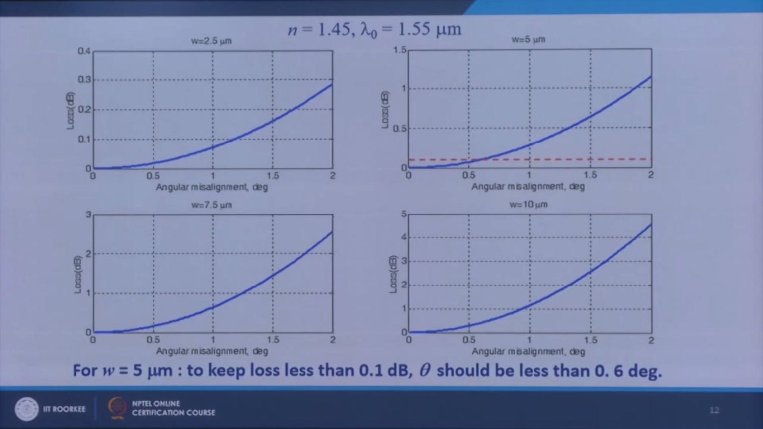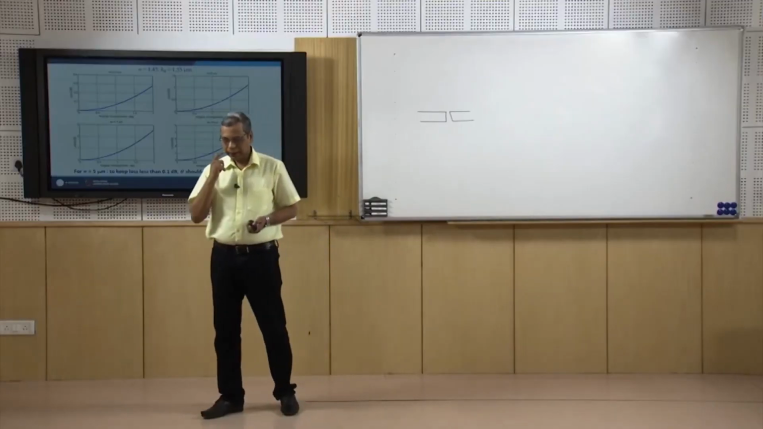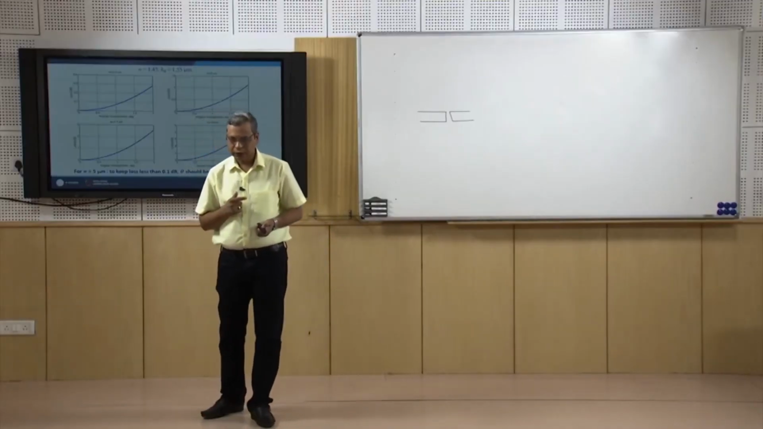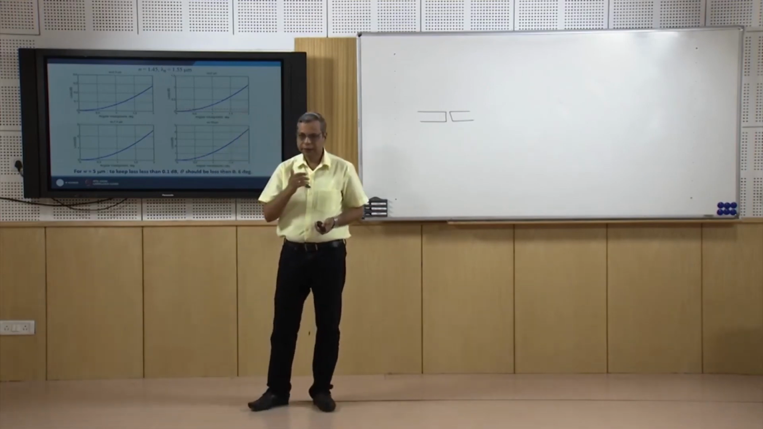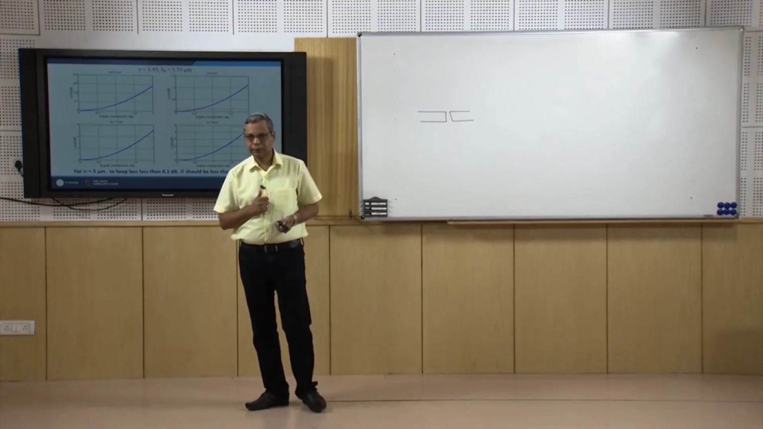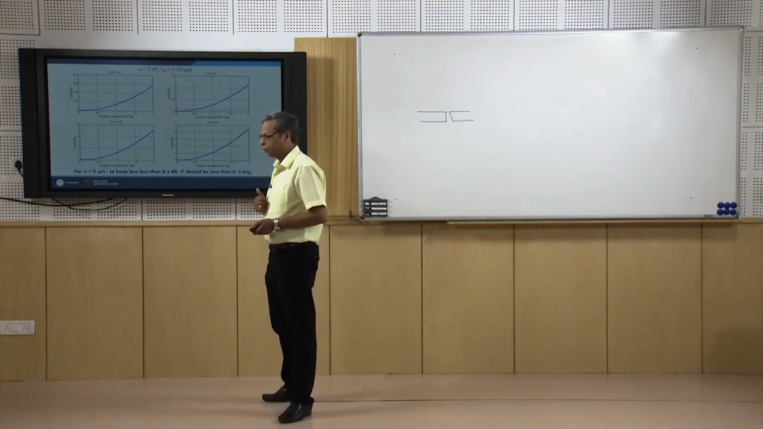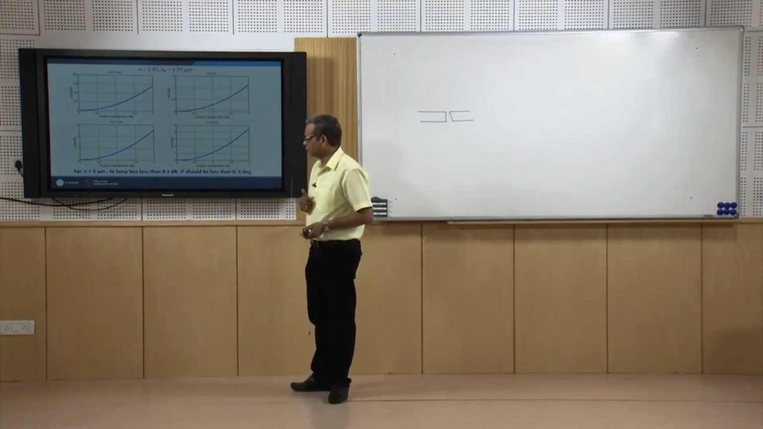So with this precision I should align my fibers, or with this precision I should cleave my fiber, okay, so that it is perfectly perpendicular. It is perpendicular to the axis of the fiber.